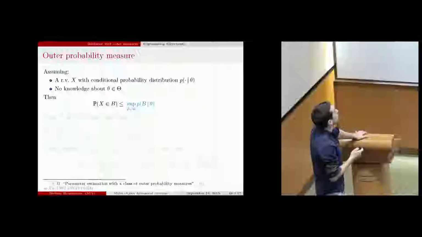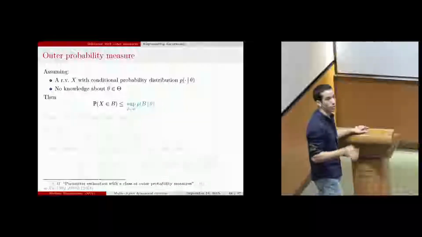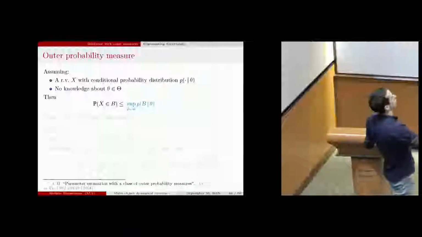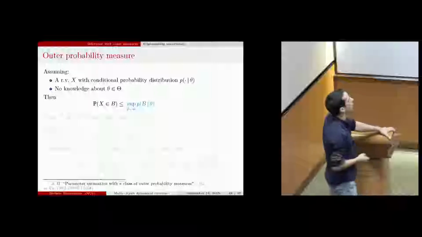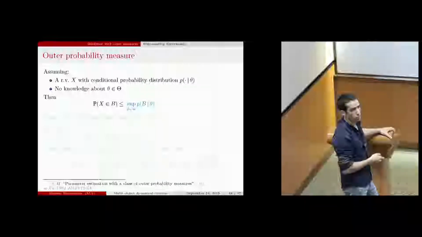So the first thing you can do is say the probability for X to be in some subset B is at most the probability for X to be in B given theta, taking the supremum over theta. This is a worst-case approach, and that's going to be true. And this, for instance, is an outer probability measure.